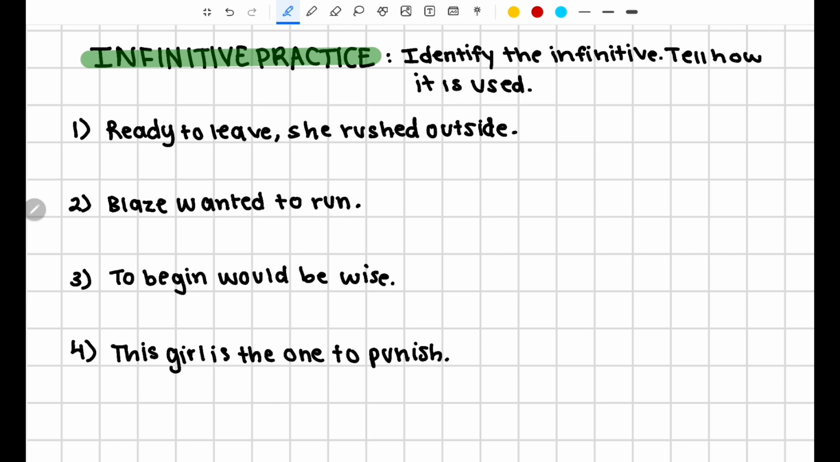Now it's time for your infinitive practice. Identify the infinitives in the 4 sentences below, but now I also want you to tell how it is being used. Is it being used as a noun, an adjective, or an adverb? And if you can't remember what those things mean, go watch our previous videos on English grammar, where we talked about each of those in great detail. Then come back and continue this, because you need to know how they're being used so that you can accurately describe the infinitive itself. Pause the video now and complete the practice.